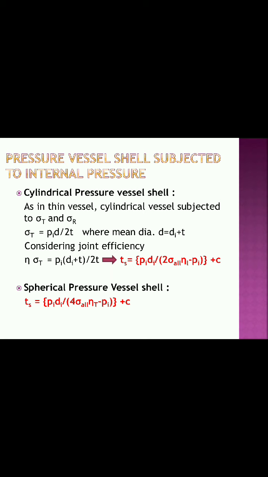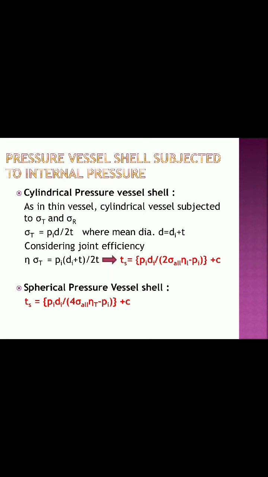Now if we are going to consider the joint efficiency, let us consider the efficiency of joint. Efficiency into sigma t is equal to pi into bracket, let us put the value of d, that is di plus t, upon 2t. So we'll have the equation: thickness of shell is equal to pi di upon 2 sigma allowable into efficiency of longitudinal joints minus internal pressure pi, plus c. You have to remember this formula. ts is equal to pi di upon 2 sigma allowable into efficiency of longitudinal joints minus internal pressure, plus C.